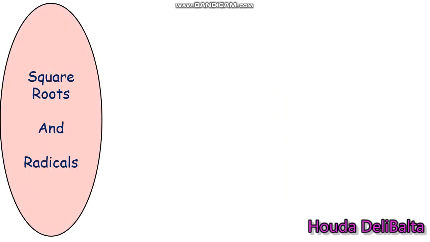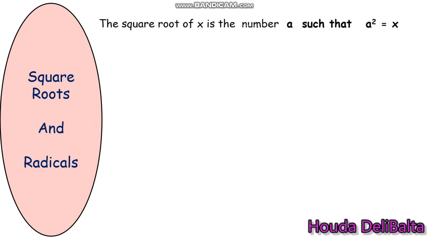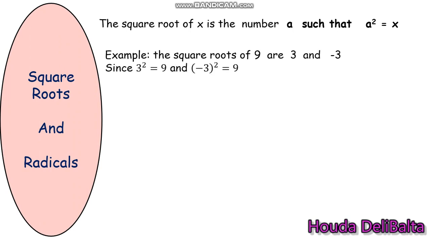And now, dear students, let's talk about square roots and radicals. The square root of x is the number a such that a squared equals x. That's the definition of the square root. For example, the square roots of 9 are 3 and minus 3. So the positive real number 9 has two square roots.